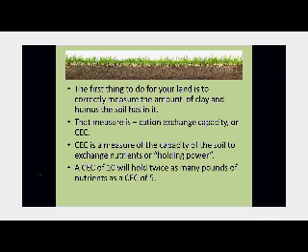For example, a CEC with a rating of 10 will hold twice as many pounds of nutrients as a CEC of 5. So again, that can be very critical, and we'll look at more specific numbers on this shortly.